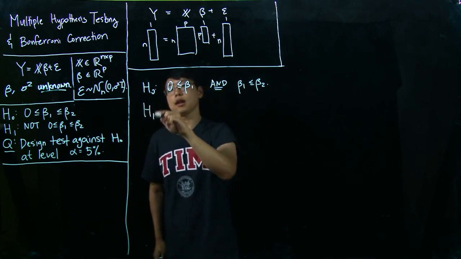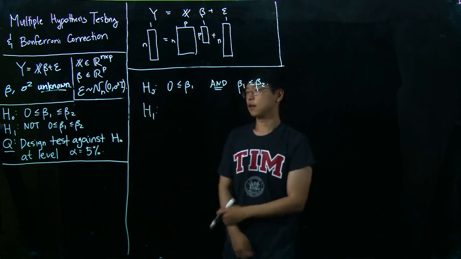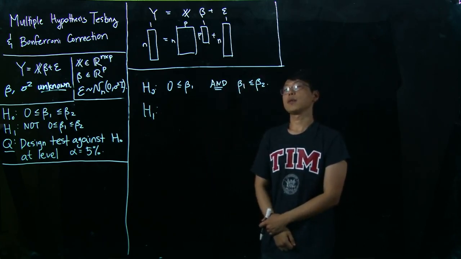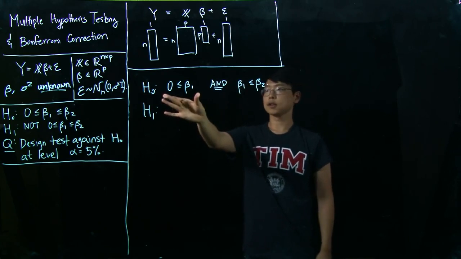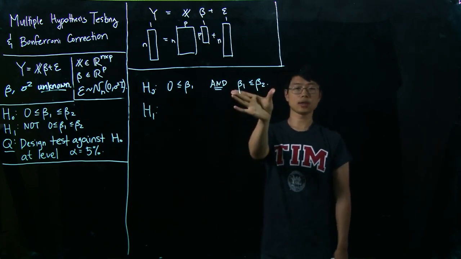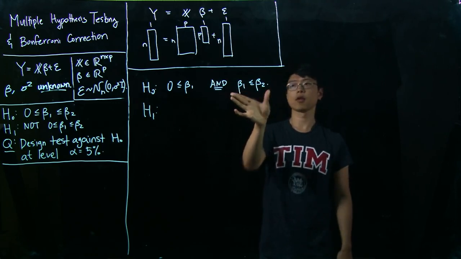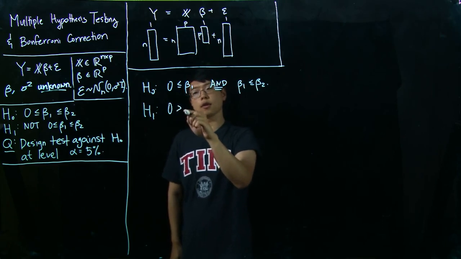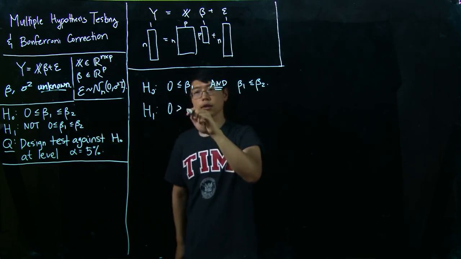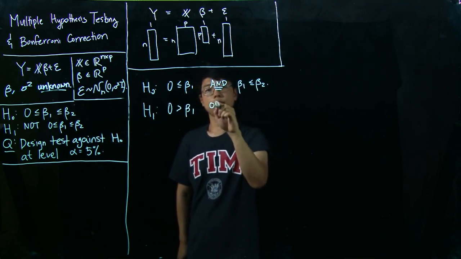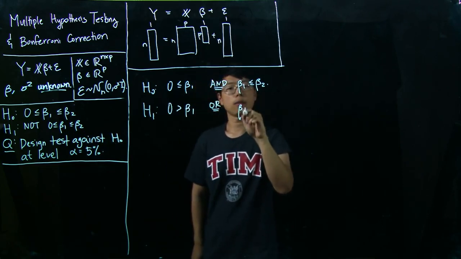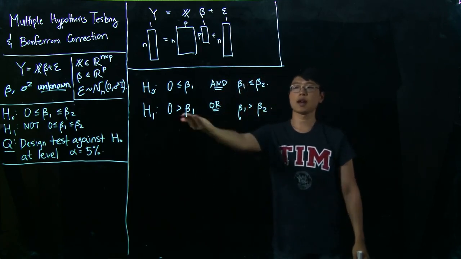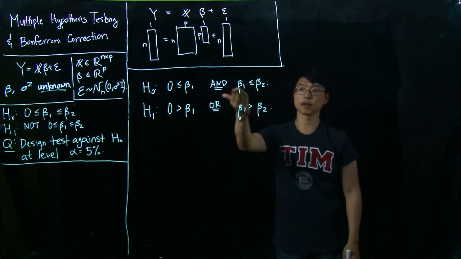So what is H1? What is the alternative hypothesis? Well, since it's a negation of this, one way this can be false is when this is false, or another way is when this is false, or possibly both. So the negation of this is equivalent to 0 greater than beta 1, or beta 1 greater than beta 2. And this or encapsulates the possibility that both of these could be false at the same time.